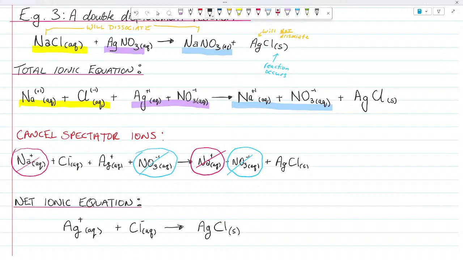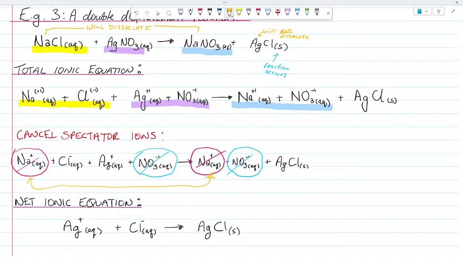Yes, sir? I don't get what we're doing. Like, are you canceling spectator ions? Sure. So we're looking for things that haven't changed. Because if they haven't changed, why are we saying they've reacted? So we have here Na plus ions, and we have here Na plus ions. Is there anything different about this Na plus ion than that Na plus ion? It's with a different thing. But it's not with a different thing. That's the point, is that they're floating around freely.